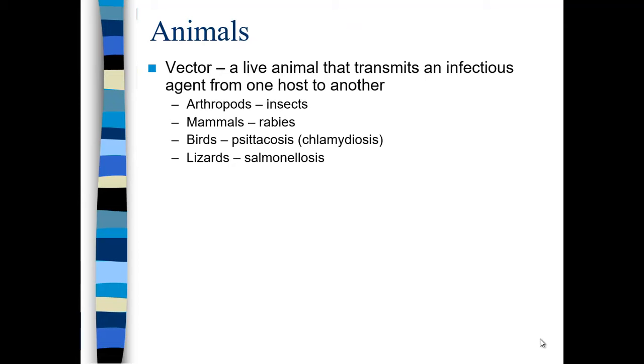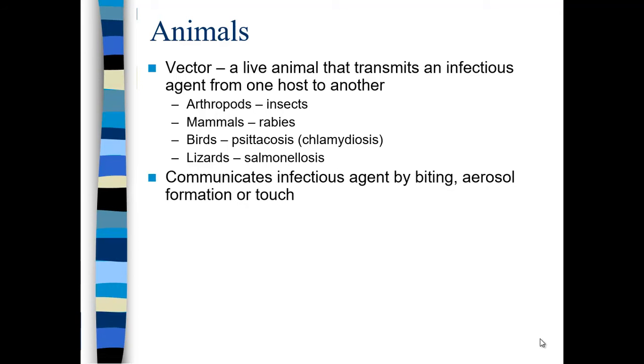Animals can be vectors, and these just transmit the infectious agent from one host to another. It could be an insect like a mosquito, it could be a mammal, a rabid dog or another rabid animal that spreads the infection through bites. There are infections you can get from birds, also from lizards. And so by biting or aerosol formation or even through touch, the infectious agent can spread.